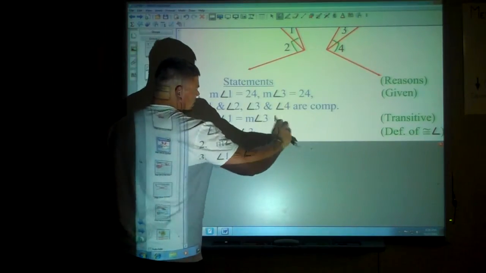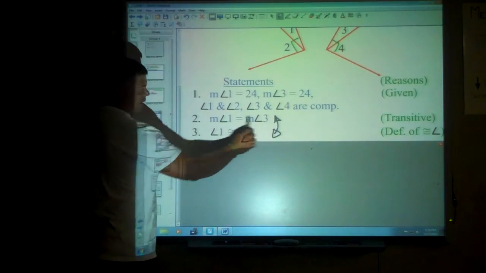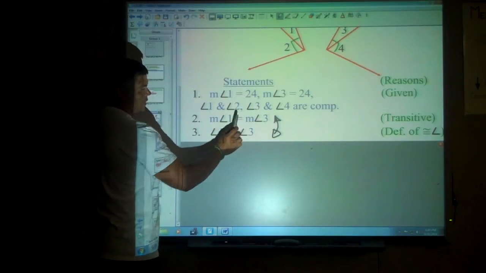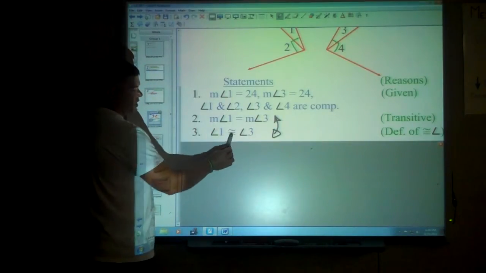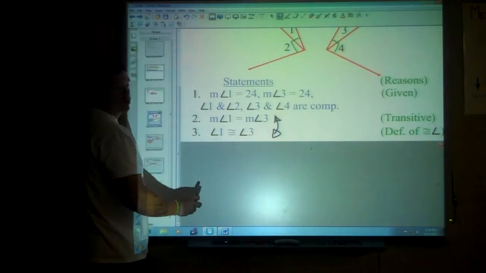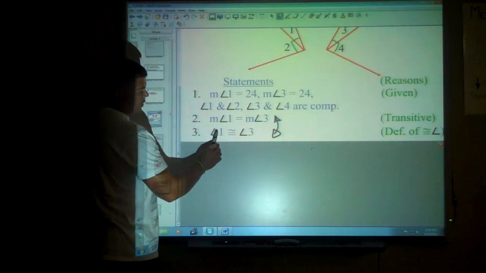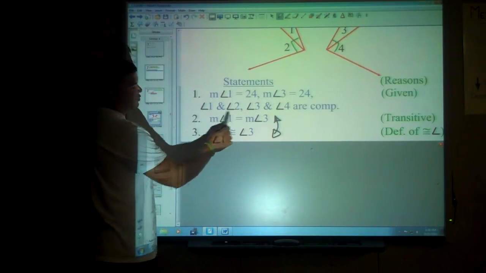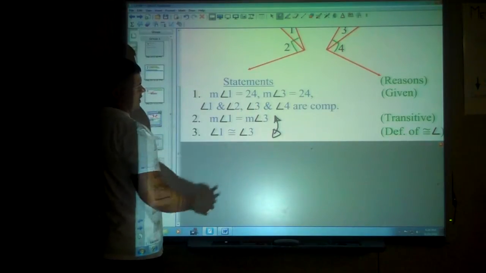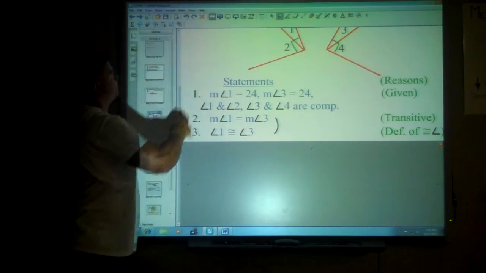Be very clear about this. If it has the measure and equal, and you want to get rid of the measure and say congruent, that's the definition of congruent angles. If you have angles that are congruent, but you want to say the measurements of them are equal to each other, that's also the definition of congruent angles.